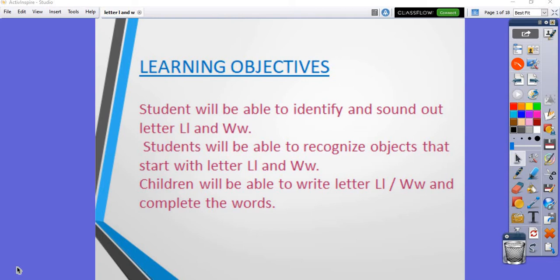And we are going to do a new letter. Today we have two letters. Today we have letter L and letter W. First of all, we are going to do letter L. Are you ready for letter L song? Yes, now we are going to do letter L song.